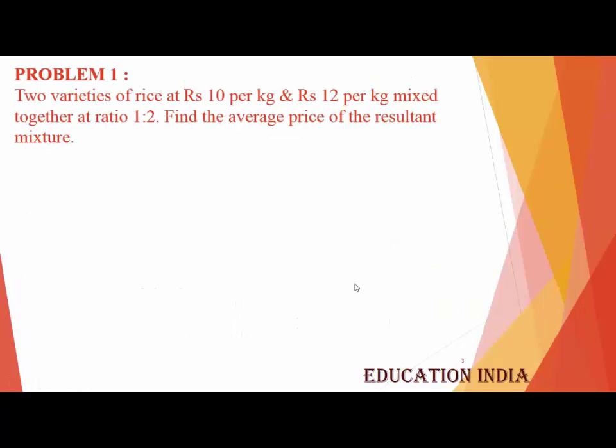There are two varieties of rice costing rupees 10 and 12 per kg to be mixed together at a ratio of 1:2. We need to calculate the average price of the resultant mixture. First of all, we should note down the parameters given to us. A1 is the average price of the first group, that's 10. A2 is the average price of the second group, that's rupees 12 per kg. N1 is to N2 is 1:2. It's the ratio of the quantity being mixed.